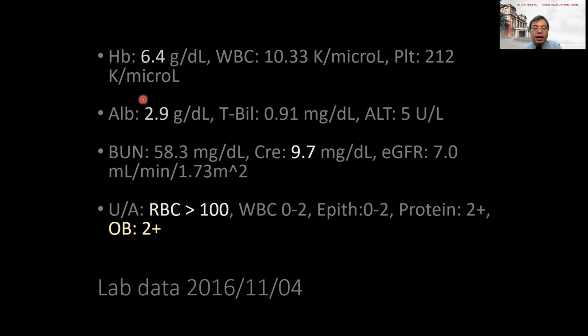In the beginning, he had marked anemia with hemoglobin around 6.4, and marked hypoalbuminemia with albumin around 2.9. He is under dialysis with creatinine 9.7. As you can see in the urine analysis, the RBC value is more than 100, which means that he had microscopic hematuria.